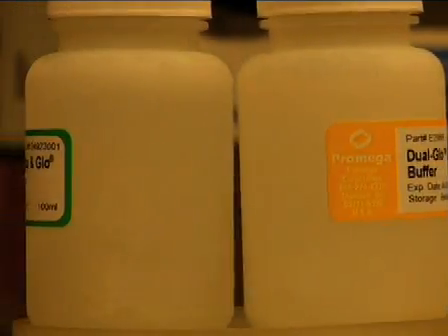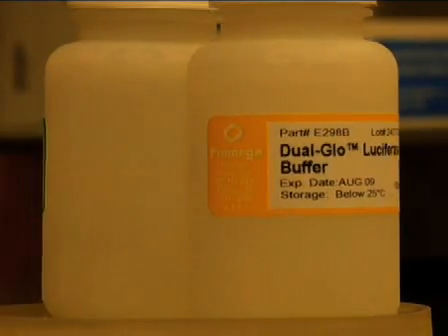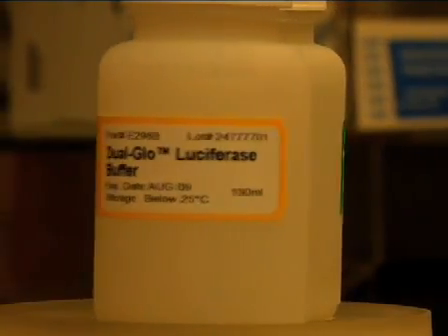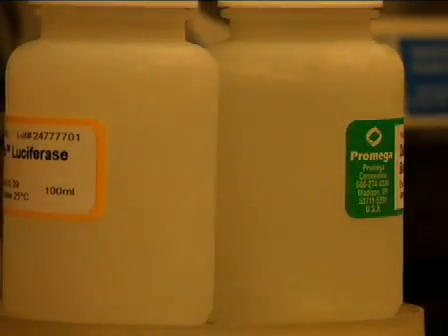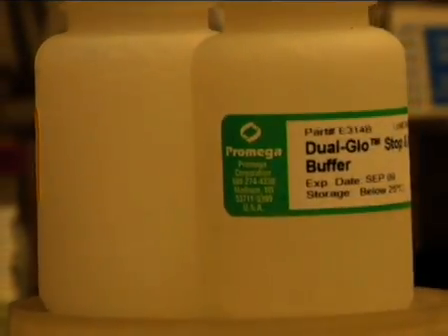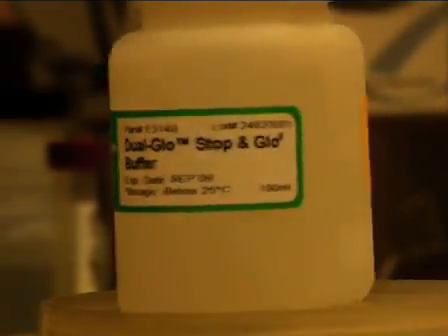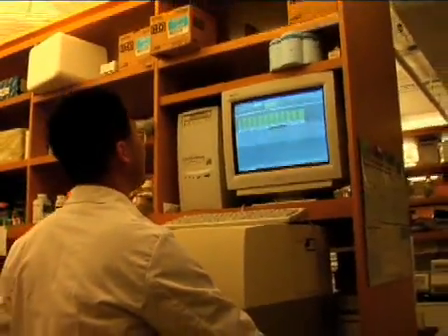Please note that we modified the manufacturer's recommended protocol for these Dual-Glo luciferase assays in order to reduce the amount of reagents required per sample. Now the plate can be analyzed again using a plate reader.